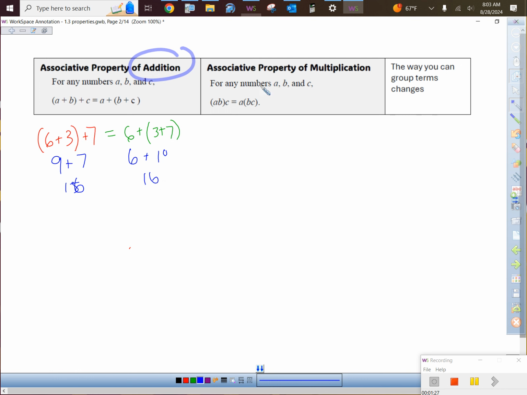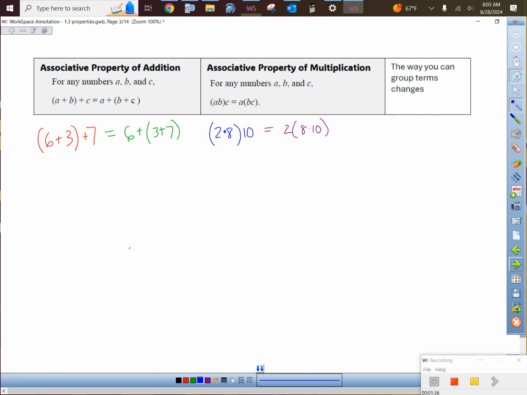And the same thing happens with multiplication. A times B first, and then you'd bring C into the mix, like 2 times 8, then times 10, is going to give you the same thing, right? So associative property, the simple way to look at it is there were some grouping symbols.